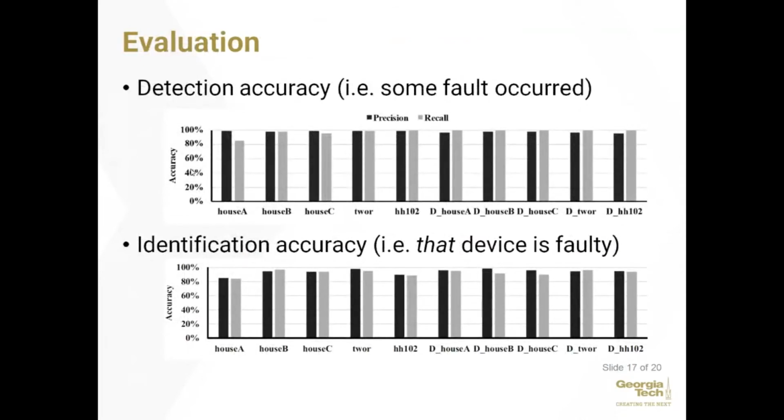And now going into the evaluation of the results, we can see here that the detection accuracy, which basically means that some kind of fault occurred, is pretty high. The precision is high, as well as the recall. So the average precision is about 98.2%, and the recall rate is about 97.9% for the 10 data sets. And then the identification accuracy is a little bit lower at 94.9% for precision and 92.5% for recall. So that is essentially figuring out that that particular device is indeed faulty.